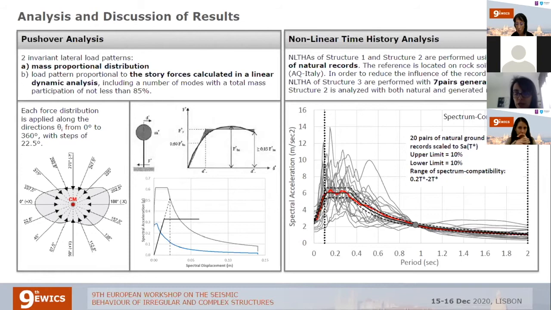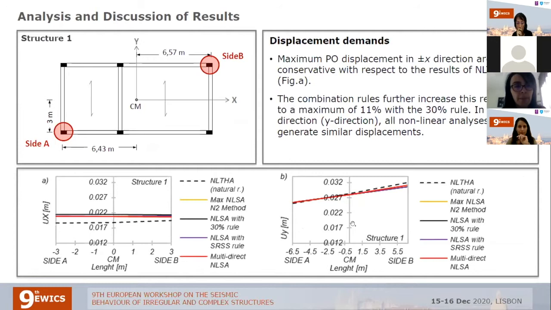So, the results for structure one. The displacement demands of structure one on side A and side B reveal that the maximum pushover displacements in the strong direction, the x direction, are conservative with respect to the results of nonlinear time history analysis. And in the epsilon direction, the weak direction, all nonlinear analyses generate similar displacement.